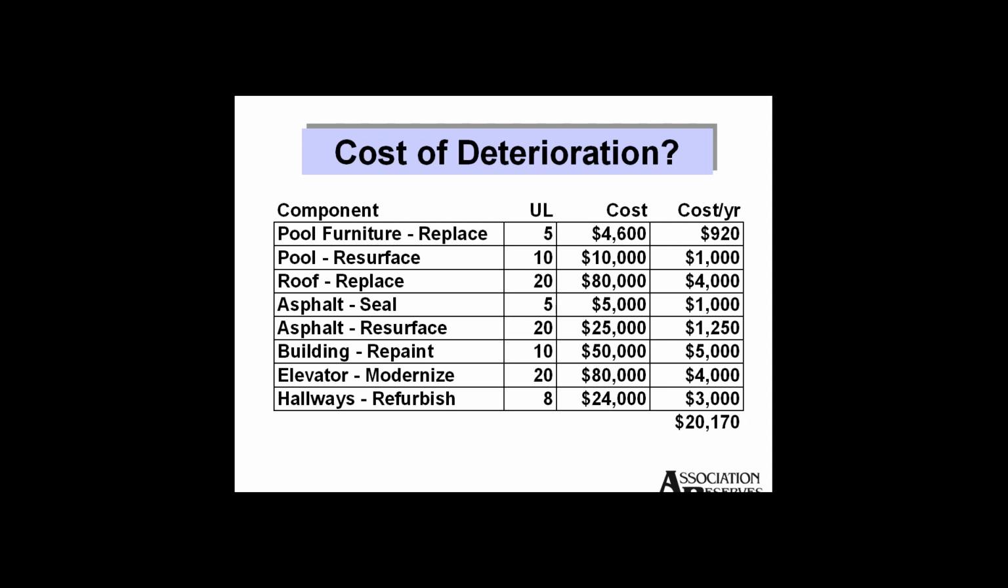It's pretty easy to see in that second line item, the pool resurface project, where the $10,000 cost is divided over 10 years, meaning the pool surface is currently deteriorating at the rate of $1,000 per year. It's pretty intuitive. So when you do that calculation for all the components and add them together, you get a total reserve component deterioration rate of $20,170 per year for this association. This is the ongoing cost of deterioration at this association at this time.